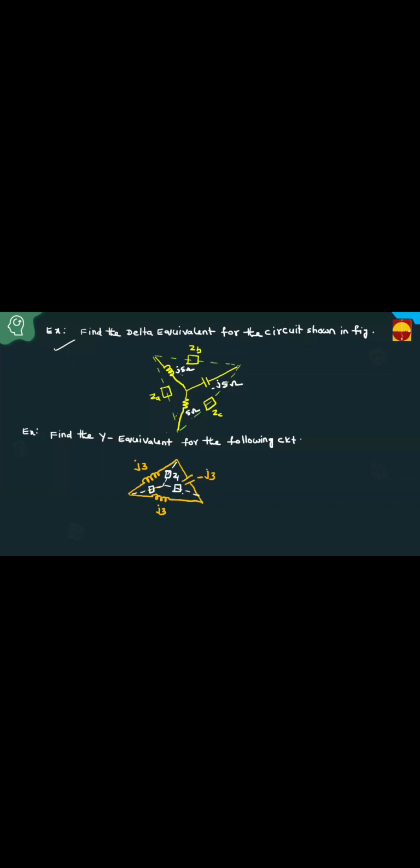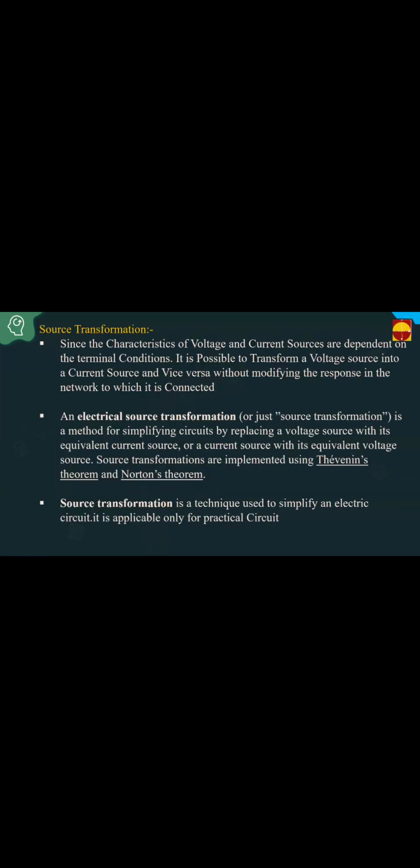Let this be Z1, this Z2, and this Z3. Calculate Z1, Z2, Z3. This is about delta to star conversion and star to delta conversion, that you have to consider. And one more important concept in the fundamentals of electrical circuits is source transformations. This knowledge is also very important to solve different models of questions or to simplify different circuits. So that is one more concept, the source transformation technique.